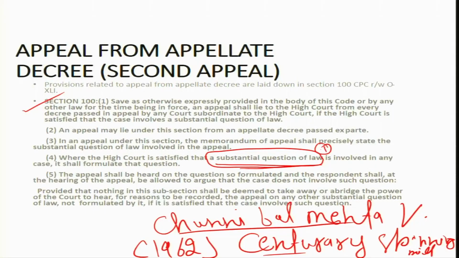You cannot call every question substantial. The meaning of a substantial question is that it affects your right. How it affects your right, the concerned party has to justify. Sometimes you even point out some small things before the court and call them substantial, but how is this substantial? So you have to formulate this accordingly in the memorandum of appeal, precisely stating the substantial question of law involved in the appeal.